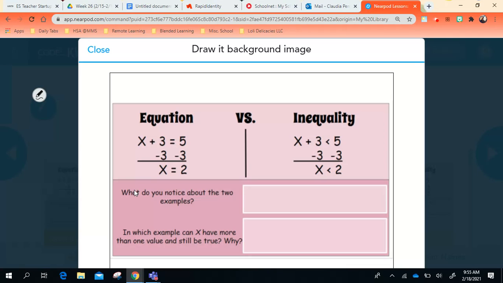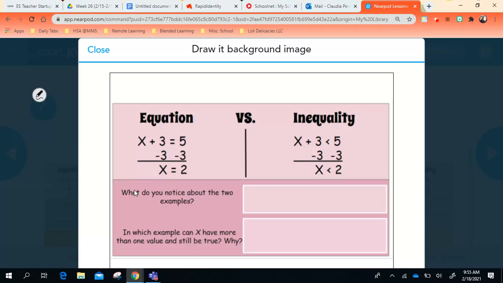Okay. So if x is equal to, does everybody agree that the equation can have more than one answer? No. Why not? What do you think? Because it's like an equal sign, it has to be equal. Okay. So if it's an equal sign, that's telling you it's just equal to what? That one number, right? But with the inequality, what is it telling you?